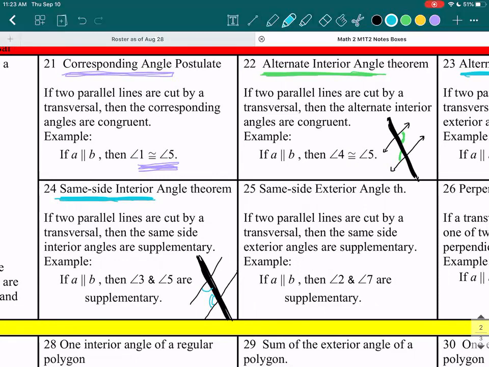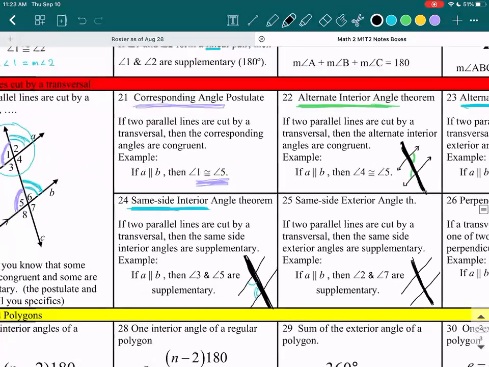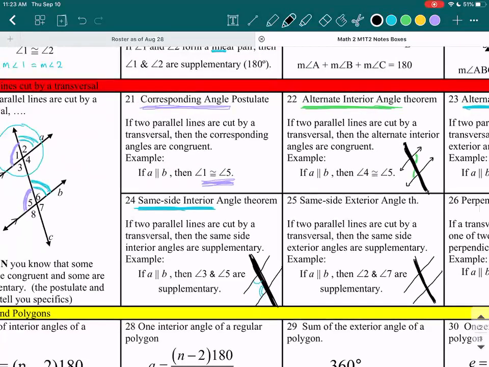Okay, let's do the same side exterior angle theorem. So over here, let me just draw right in black. Let me draw our transversal in bold and then our two parallel lines. Okay, if two parallel lines are cut by a transversal, then the same side exterior angles are supplementary. So 2 and 7. This one is 2 and this one is 7.